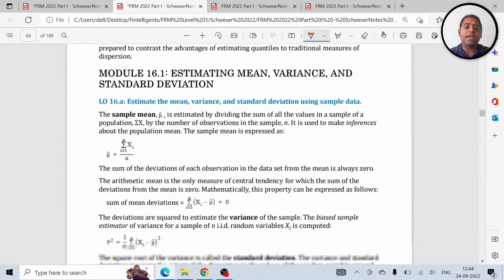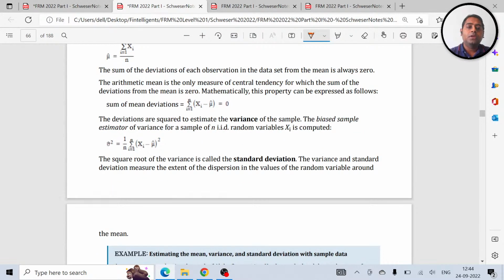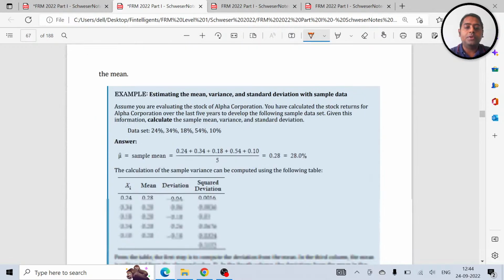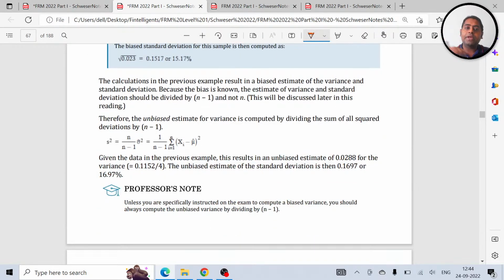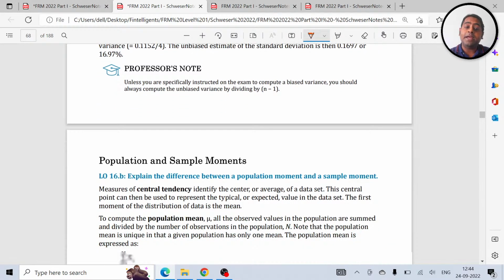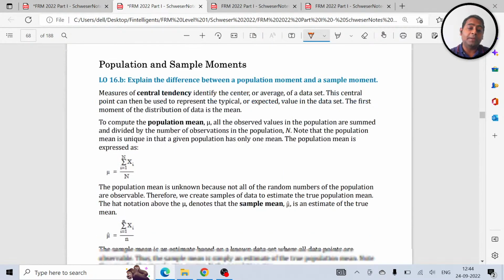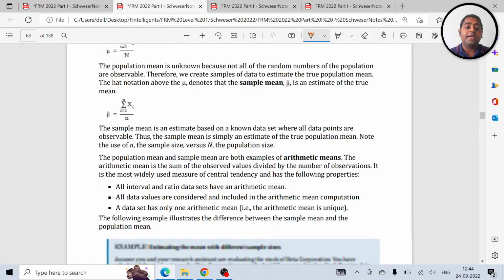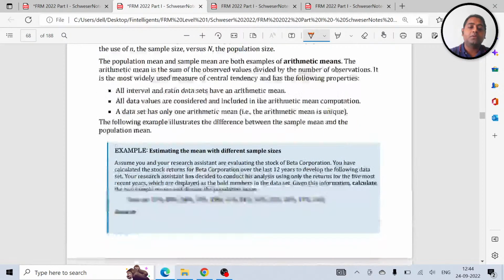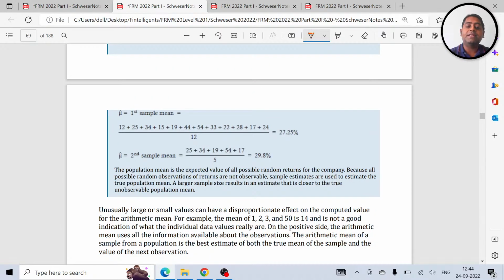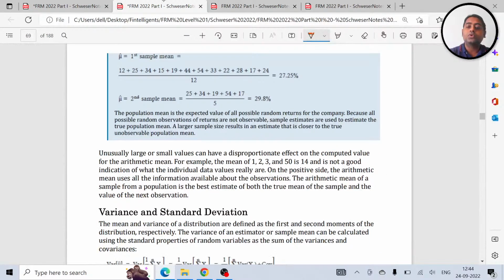Now, as we move ahead, there was one formula. I'm just going ahead because the first part is not very important. This formula is important, and you should know why we are using n minus one for a sample and not divided by n. That logic you should be clear on. Next is arithmetic mean. These are all very simple sums. You should know why.